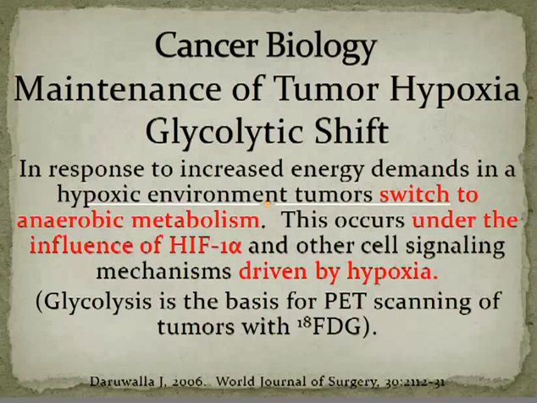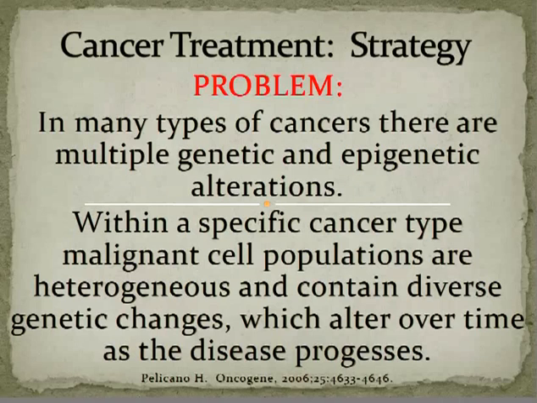Turns out this increased glycolysis is the basis for what? All the PET scanning of tumors. Increased glycolytic rate, fluorine deoxyglucose, taken up by the cancer cells, and you get your imaging.